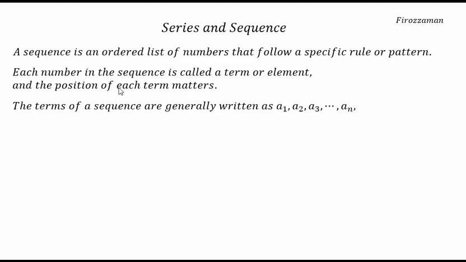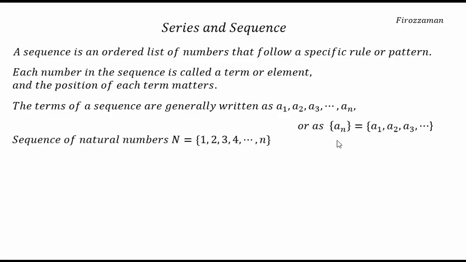The terms of a sequence are generally written as A1, A2, A3, all the way up to An, where n is the number of terms in that sequence. We can also write it in curly parentheses, this way. They both mean the same thing. This is a more formal way of writing it.